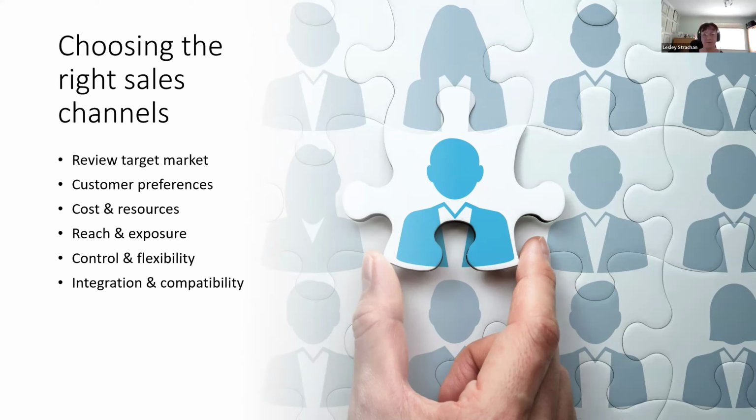And finally, integration and compatibility. What you need to do is assess the compatibility of each sales channel with your existing systems and infrastructure, including inventory management, payment processing, and customer support. So you're going to have to add some time, cost, and resources into the sales and marketing function, and particularly into the sales channel function, depending on the level of control and flexibility that you want as an organization.